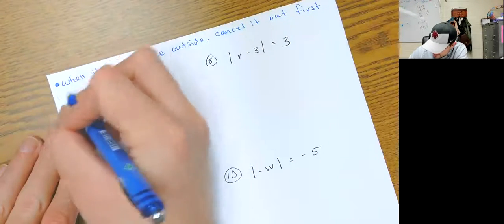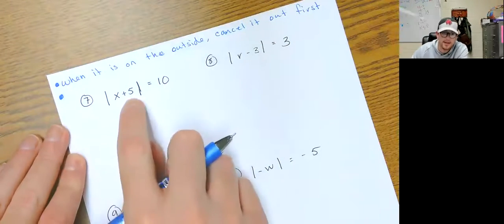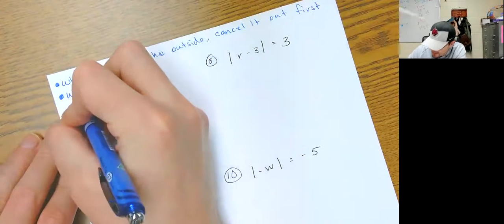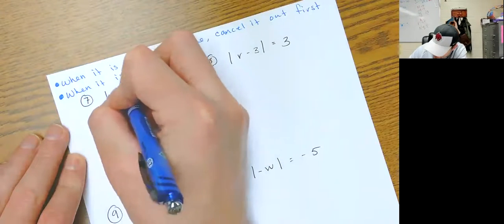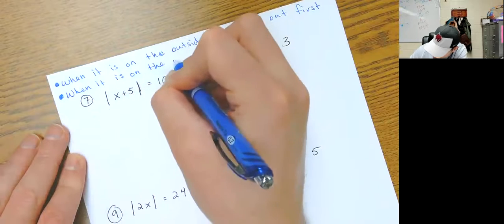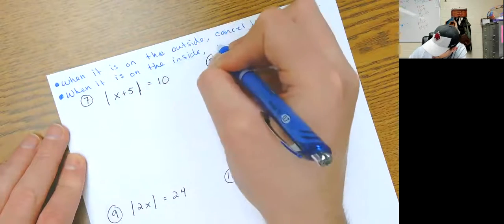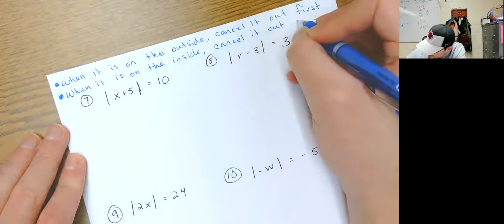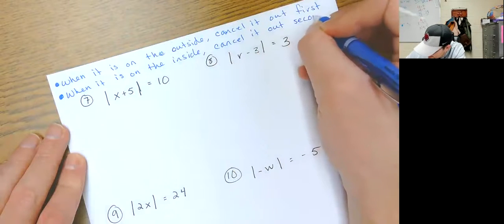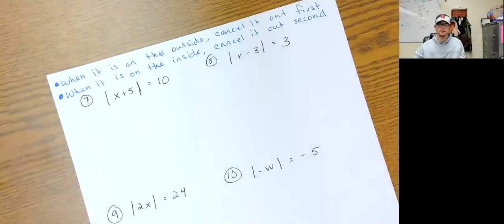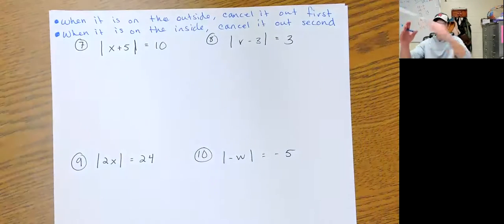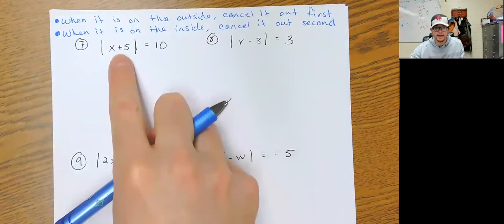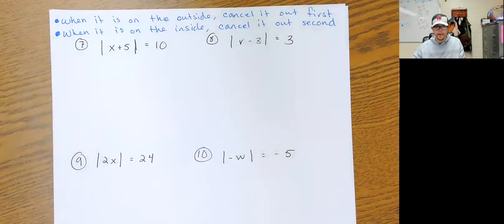So that's one thing. And then the other thing, which we have now, because that's inside: when it is on the inside, cancel it out second. So what I mean by first and second is that on the other page, we cancel it out before separating it. Now we're going to first separate it because it's on the inside of the absolute value. We have to separate it out and then we cancel it out.